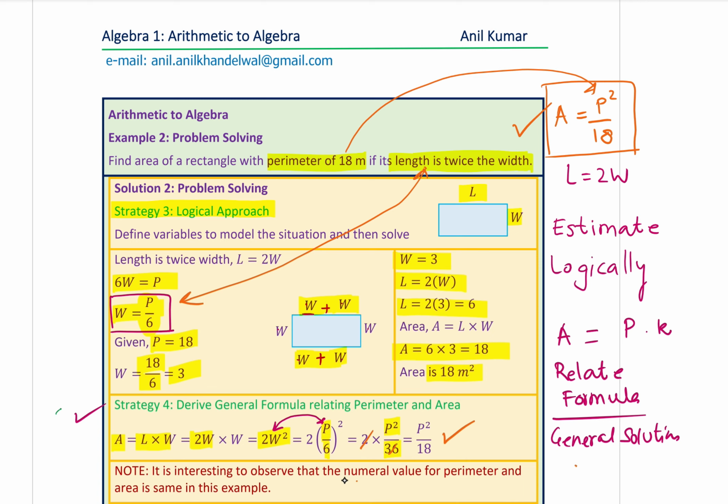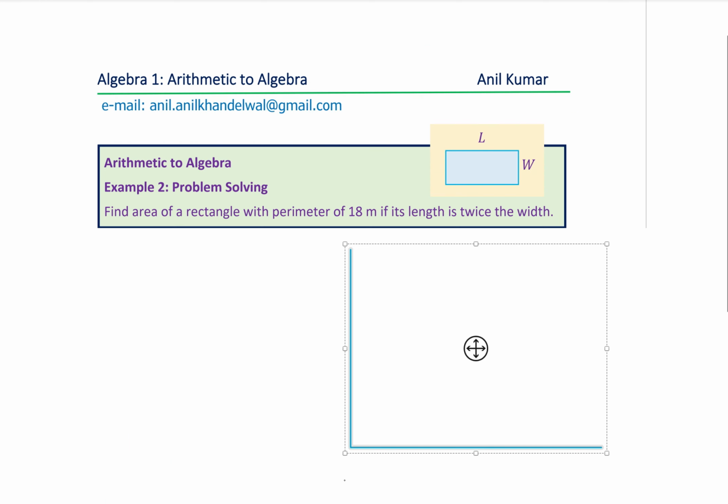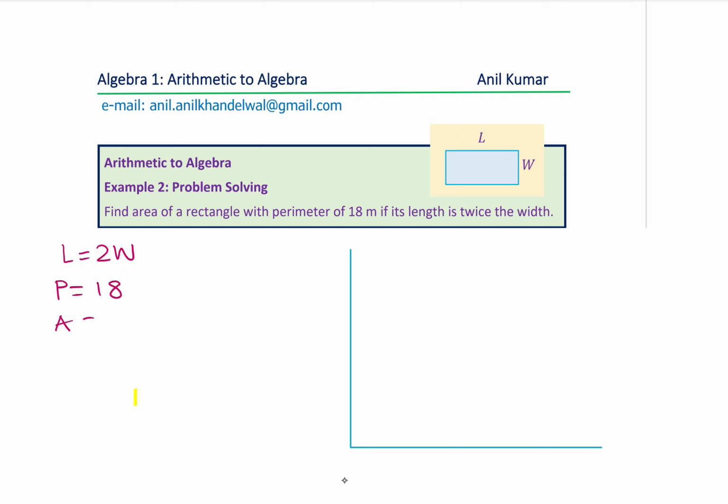Well, we could also solve this graphically. Let's explore how. This time I have taken this as an exercise for you. We'll explore together. So, we have the same question. We are saying find area of a rectangle with perimeter of 18 meters if its length is twice the width. So, there we have our rectangle whose length is L, width is W. We know that length L is twice the width. And we also know that perimeter is 18. And we need to find the area.